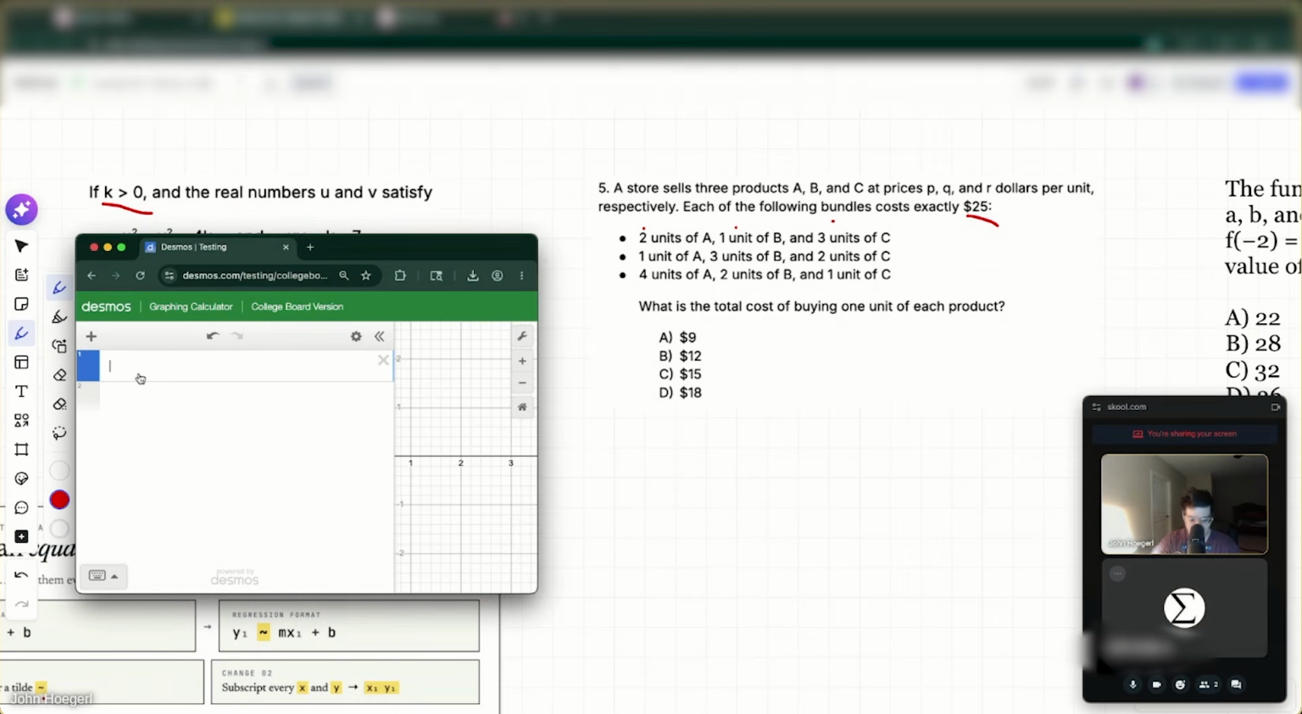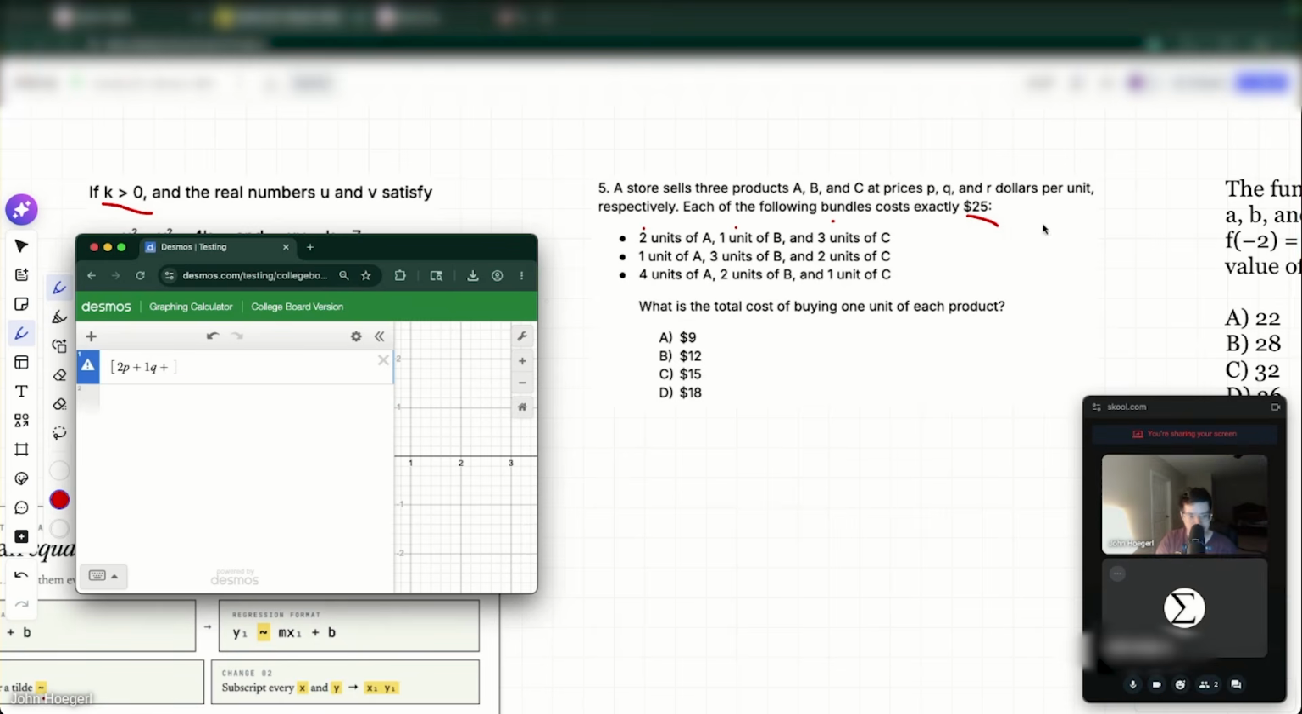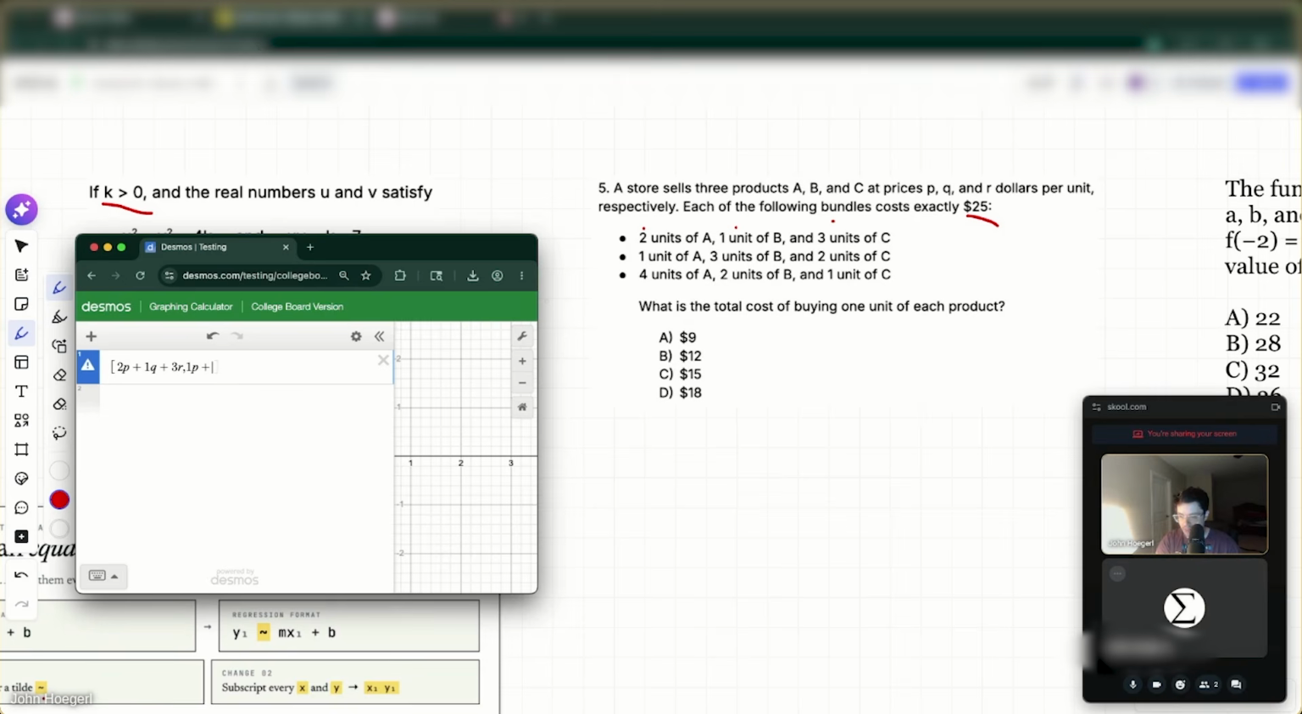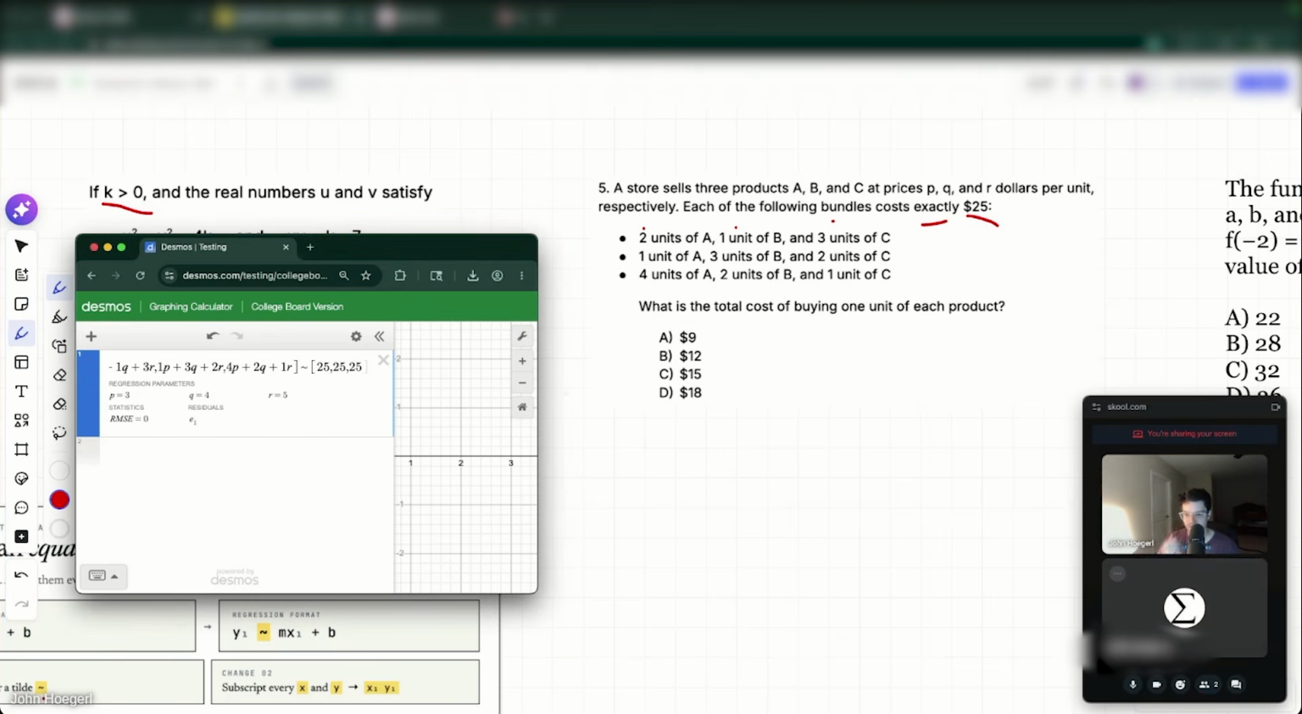So in order to write that out, for the left sides of the equation, I would say 2, and then A corresponds to P, so 2P, plus 1 times, that would be Q, plus 3C, which would be R. So that'd be the first one. Then the next one would be 1P plus 3Q plus 2R. Then next one would be 4P plus 2Q plus 1R. And then finally, for the right sides, I would just do 25 3 times because each of those says must be equal to exactly $25. So 25, 25, and then 25.